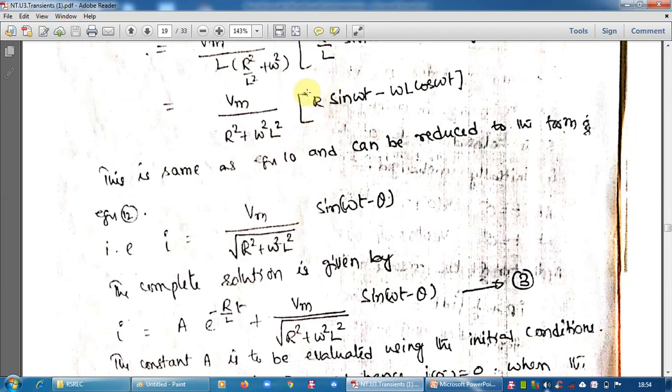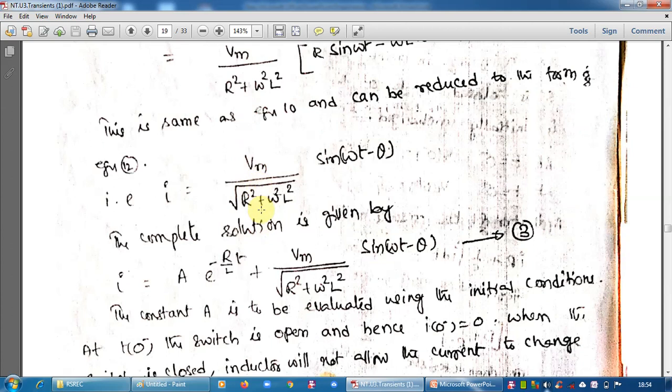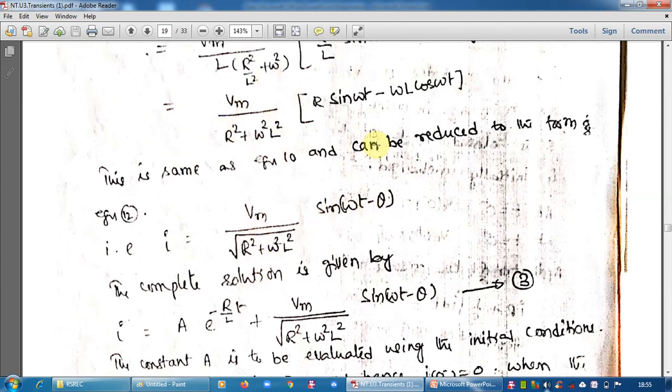So R by root of R square plus omega square L square is cos theta, and omega L by this root term equals sin theta. Then it becomes cos theta sin omega t minus sin theta cos omega t, which is nothing but sin of omega t minus theta. Like that we have written. And the root of R square plus omega square L square can also be written as Z. If it is written as Z, then it equals Vm by Z sin of omega t minus theta. So like that it can be simplified.